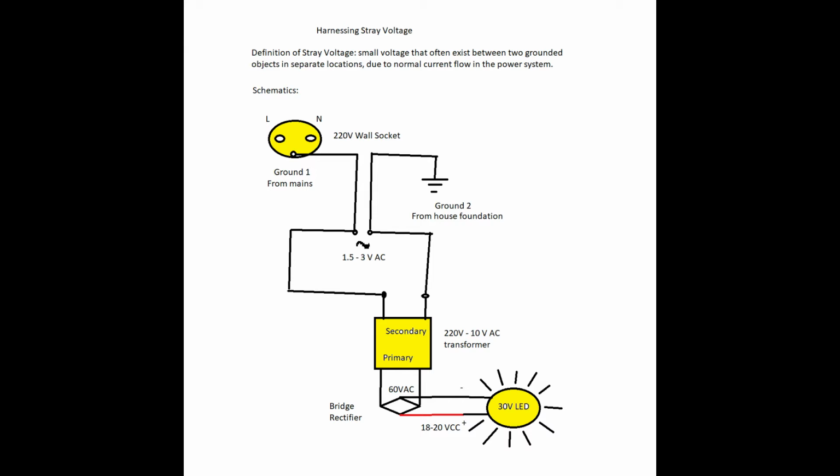Hello my friends, in today's video I will show you how to harness energy from the stray currents that appear between two grounds, the mains ground, named ground 1 in the schematic, and a different building's ground, ground 2. As you may see, the schematic is quite simple.